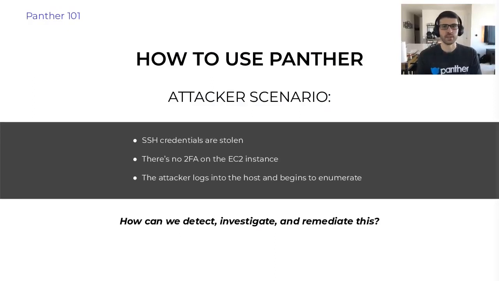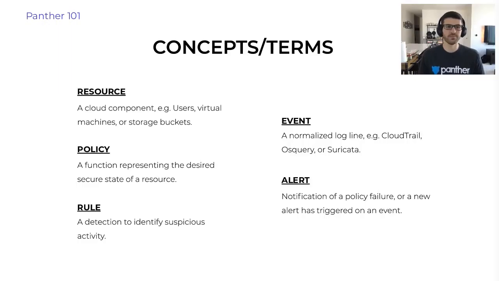So I'm going to give a scenario and walk through how a team would use Panther from start to finish, and we'll walk through a sample scenario. So let's imagine for a moment that you have a fleet of virtual machines and some SSH credentials are phished. Let's also say that there's no two-factor authentication for SSHing in, and an attacker gets in and starts enumerating around, seeing what access they have. What can we do as a security team using Panther to detect, investigate, and remediate this?